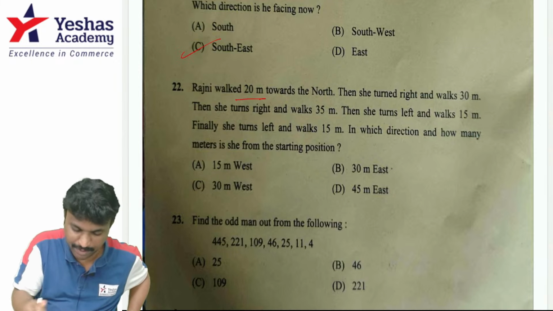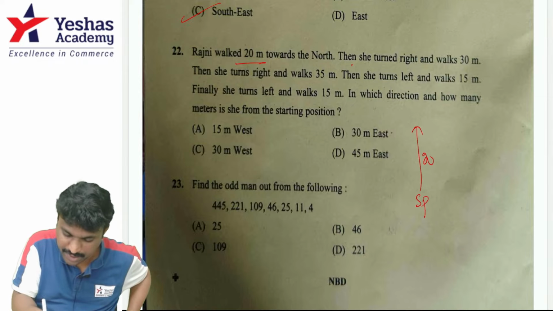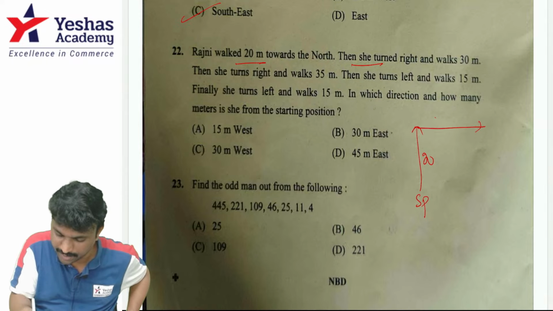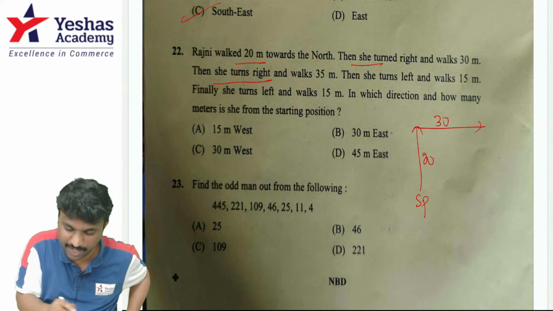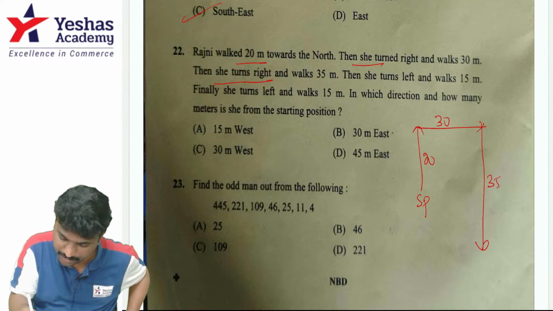Rajani walked 20 meters towards north. So from the starting position, she walked 20 meters towards north. Then she turned to the right and walked 30. Right is right only, walked 30. Then she turns right. Right is downwards and walked 35. Walked 30. This is 20.